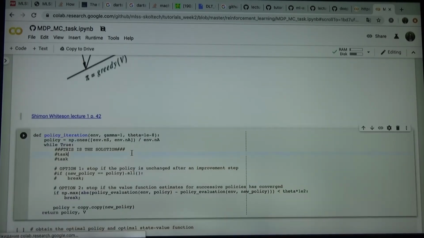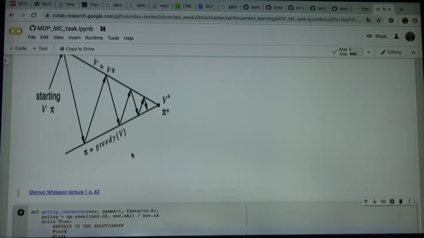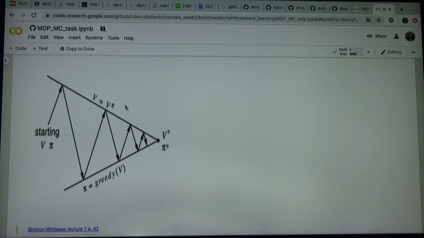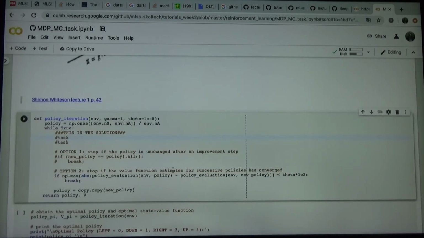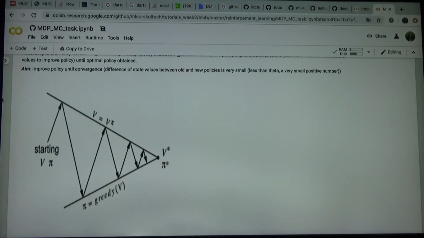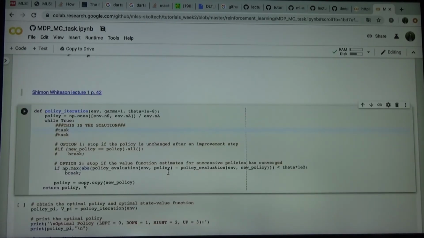So, yeah, and again, some notation. Usually this kind of line is called policy evaluation, and this kind of line is called policy improvement. And all of this is called policy iteration.